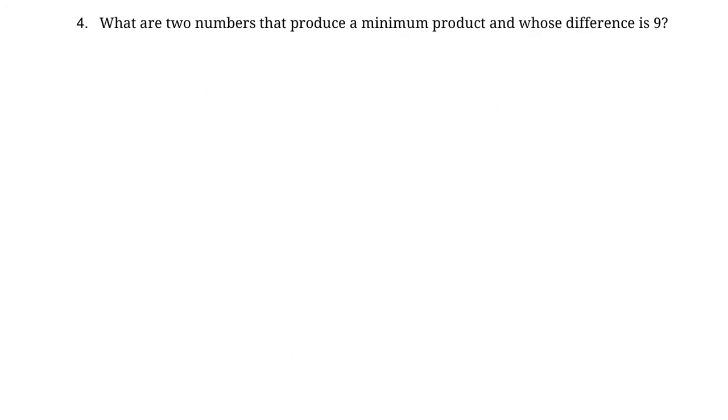So in this next question, it says, what are the 2 numbers that produce a minimum product whose difference is 9? So we're looking for 2 numbers that have a difference of 9. So we can let x represent one number and x plus 9 represent the other number. Because if we take x and add 9, then they would have a difference of 9. You may have also set this up differently if you did it on your own. You could have done x and x minus 9 as well.